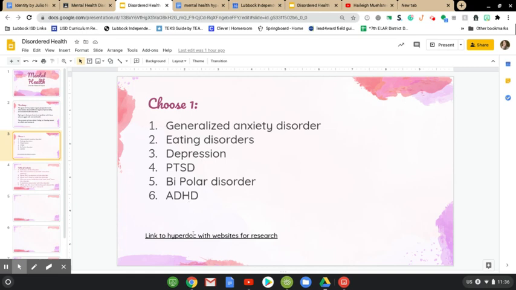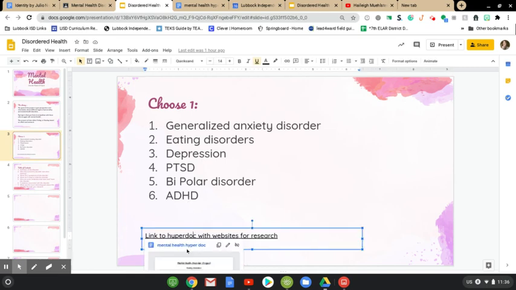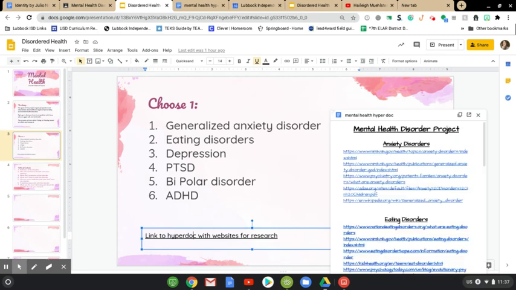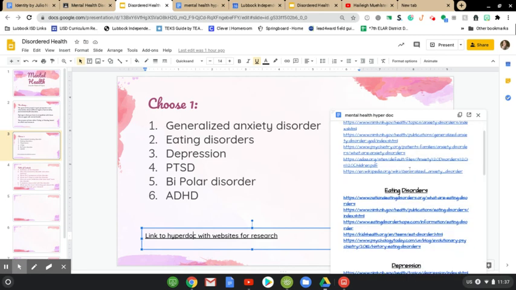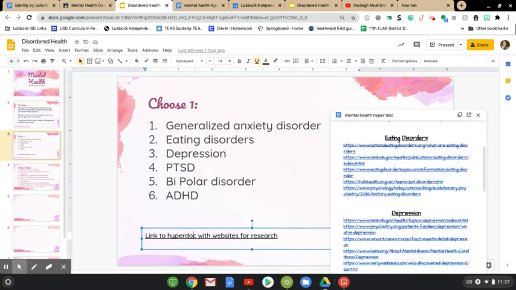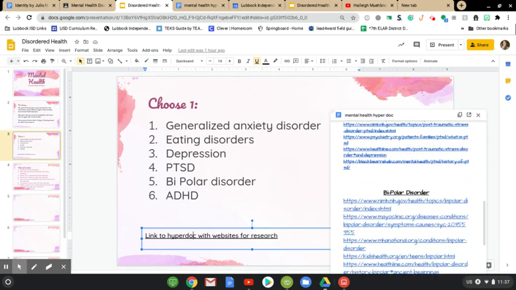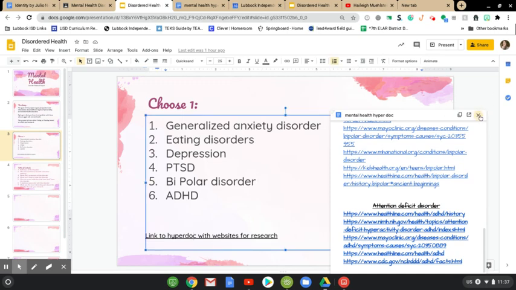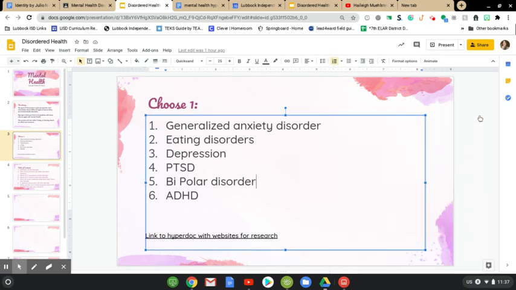When you're ready to research them, I have actually created you a hyperdoc with all these different links where you can find information about all the different disorders. So anxiety disorder, eating disorders, depression, PTSD, bipolar, attention deficit disorder. You can find all of your information here. As far as eating disorders goes, if you want to choose a specific eating disorder and explain that, or if you just want to give an overview of it, that's okay too.